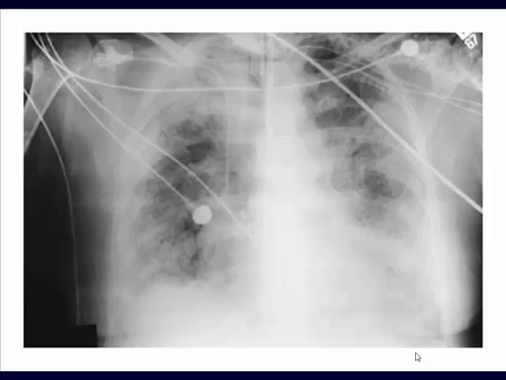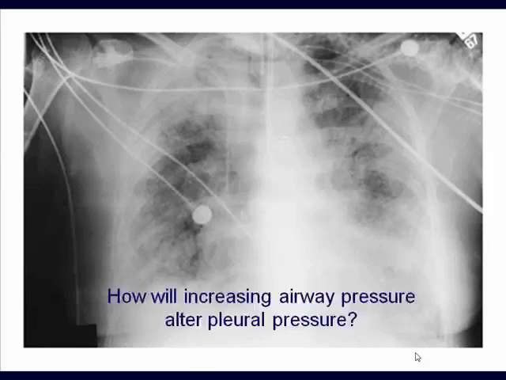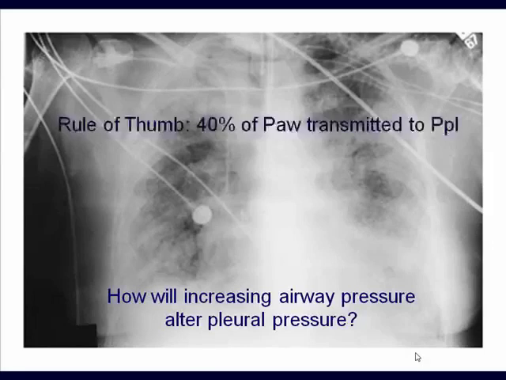So one of the problems we have is, what if you have a patient like this, which was one of mine? You can see they have an endotracheal tube in, and they obviously have a diffuse interstitial pattern. This was a patient with acute respiratory distress syndrome. But you want to ask the question, how much is that PEEP, or airway pressure, going to be altering pleural pressure? Because it's the pleural pressure that's the intrathoracic pressure that you care about. There was this rule of thumb that said that 40% of the airway pressure was transmitted to the pleural space. And back when I was a fellow, that's what everybody said.